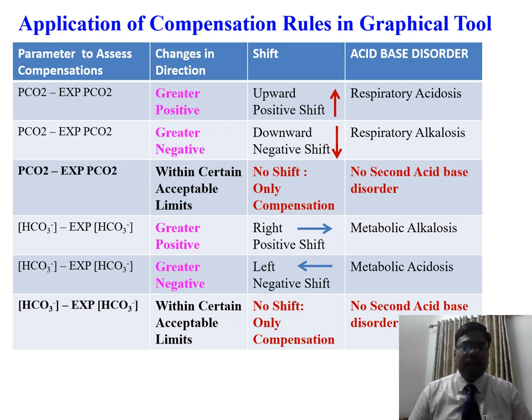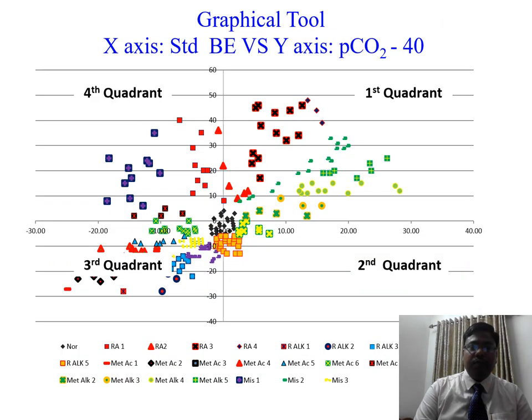Similarly, if the bicarbonate minus expected bicarbonate value is greater positive, then the plotted point will shift towards the right. It denotes metabolic alkalosis. If it is greater negative, the point will shift towards the left. It denotes metabolic acidosis. If there is no shift, if the bicarbonate minus expected bicarbonate value is within certain acceptable limits, then it denotes only compensation and no second acid-base disorder.